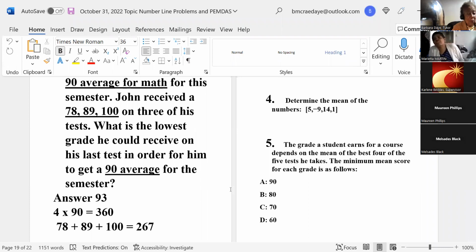So if it were five items, you multiply 5 times the average. That would give you a total. Then you say, how much do I have already? Let me add these up and subtract those from the total, then I've got what I need to get on that next score. Got it? Questions on that kind of problem? Mercedes, you okay with that? Yes, miss.